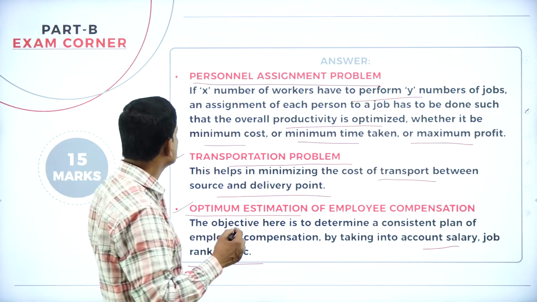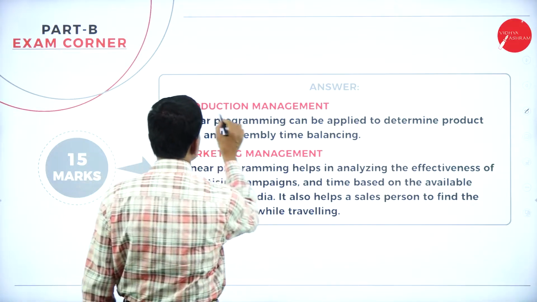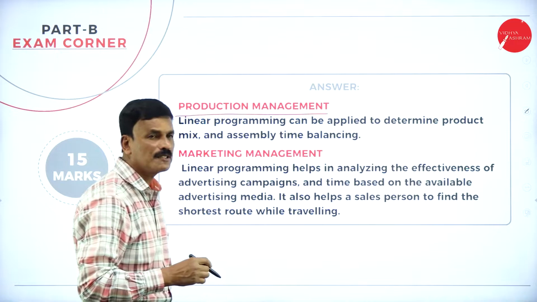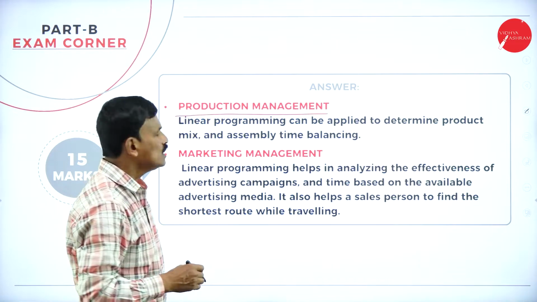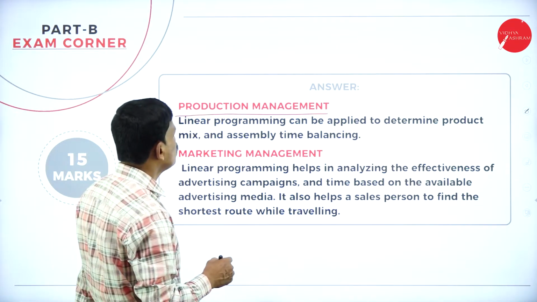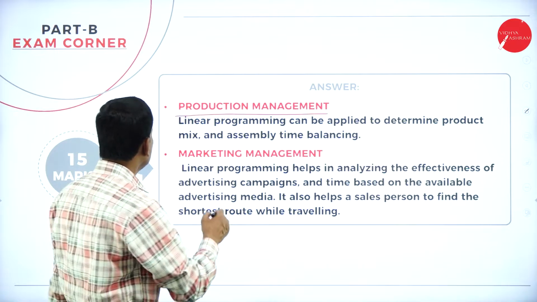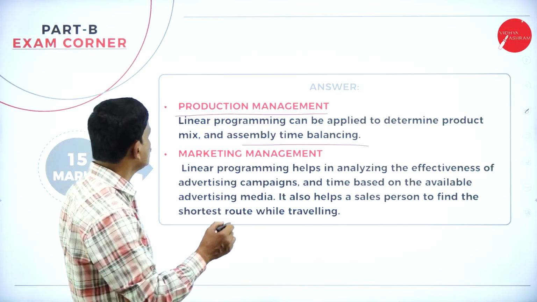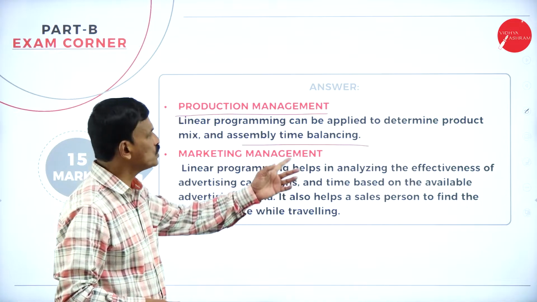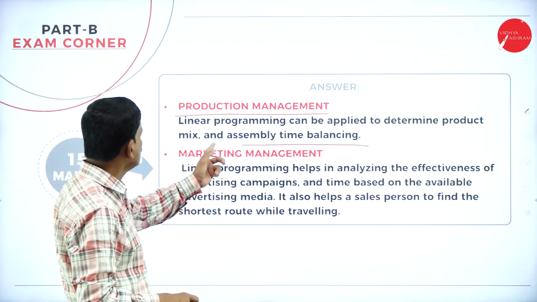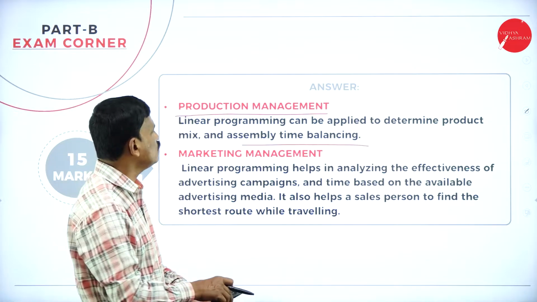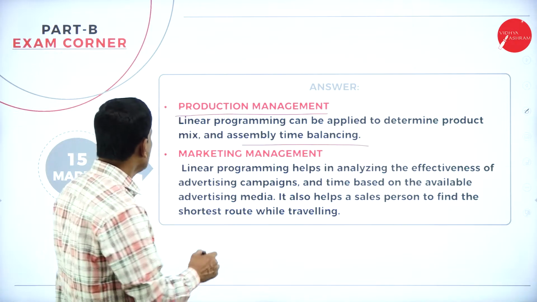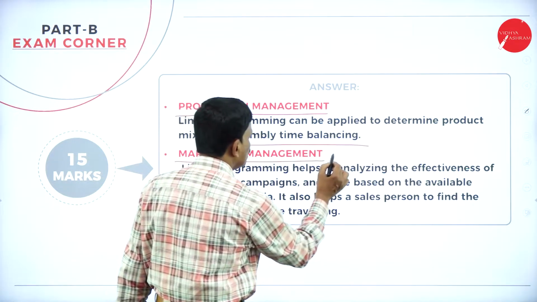Next, let us come to production. The next point is production management. In production management, linear programming can be applied to determine the product mix and assembly time balancing. So in production management, we use it to determine the product mix and also the assembly time and balancing. Now, the next concept is marketing management.